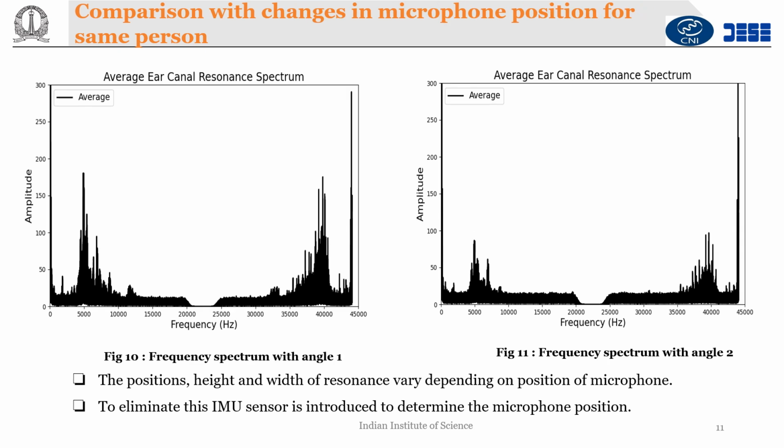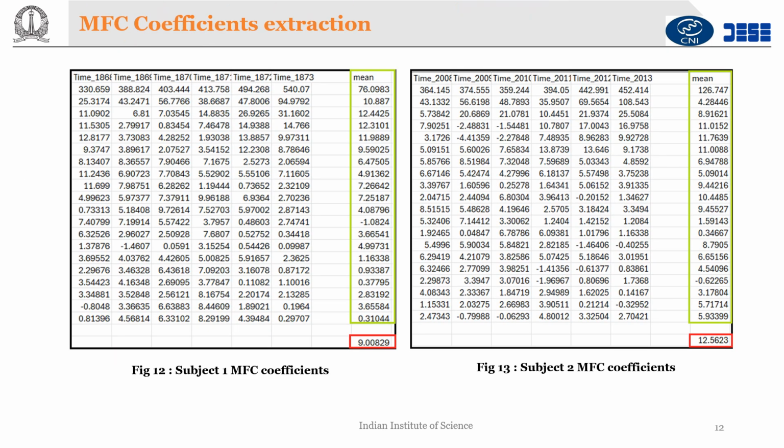When we compare the results on changing the position of the microphone, we can see that we are also getting some changes in the reflected spectrums. So we can see that the position, height and width of the resonance vary depending upon the position of the microphone. So to control the position of the microphone, we are using a 9-axis IMU, which is very close to the microphone. The IMU sensor is used to determine the microphone position and thereby take the readings.